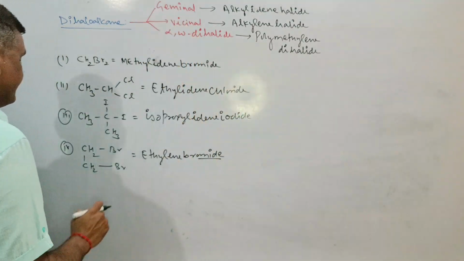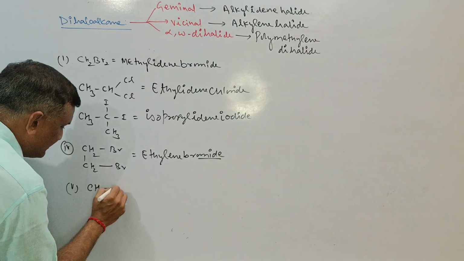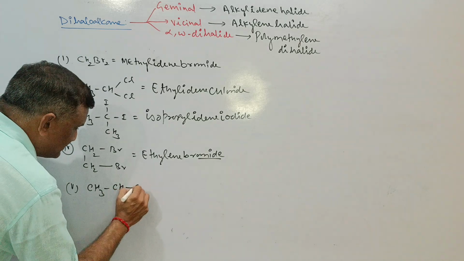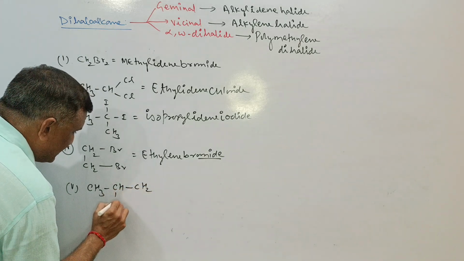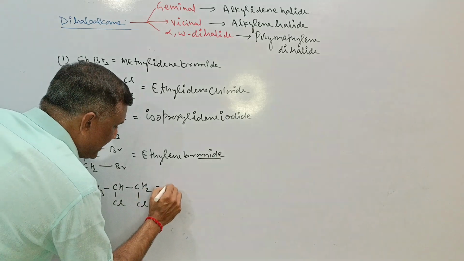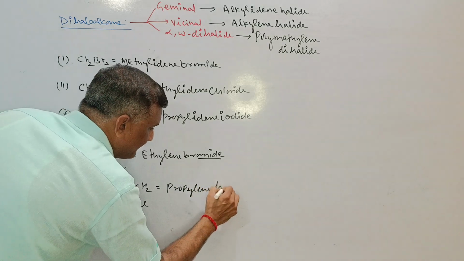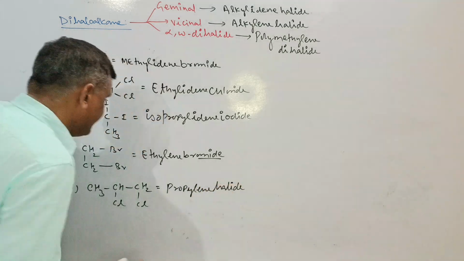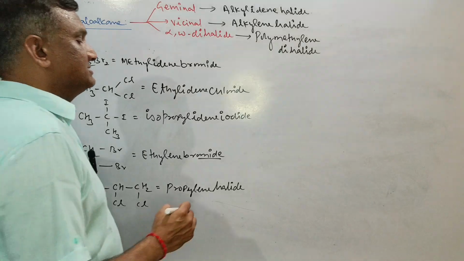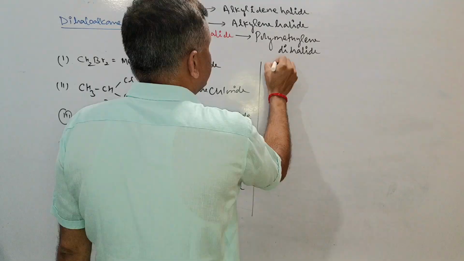Regarding vicinal dihalide, we can take another example, CH3 CH CH2 with Cl and Cl. This will be propylene halide. Propylene halide.